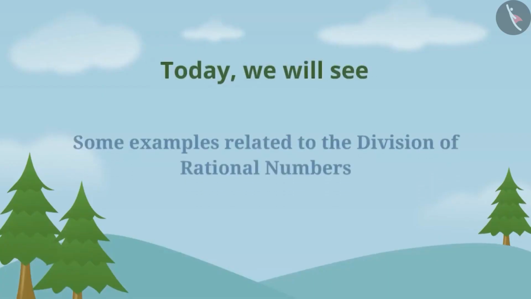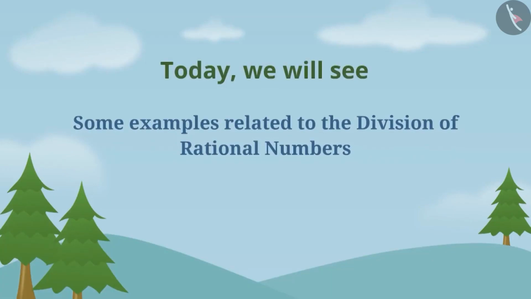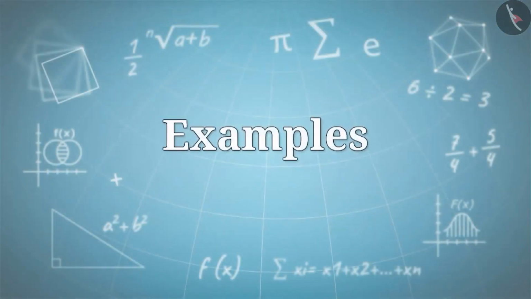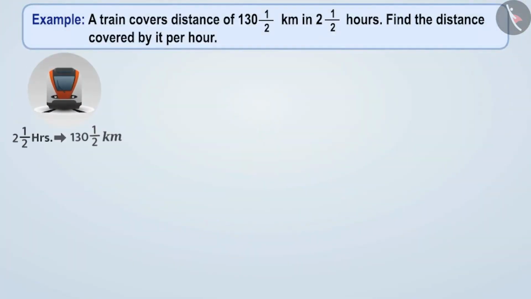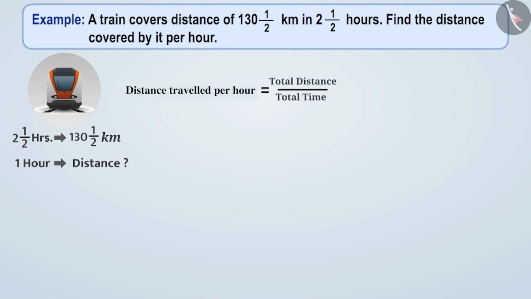Today, we will see some examples related to the division of rational numbers. A train covers a distance of 130.5 kilometers in 2.5 hours. Find the distance covered by it per hour. To find the distance the train would be covering per hour, we have to divide the total distance covered by the train by the total time. That is, we have to divide 130.5 by 2.5. Can you tell how this division will be done? Think for a while.